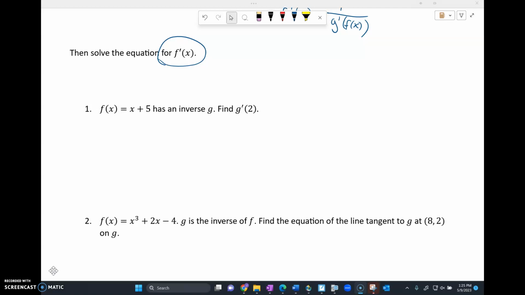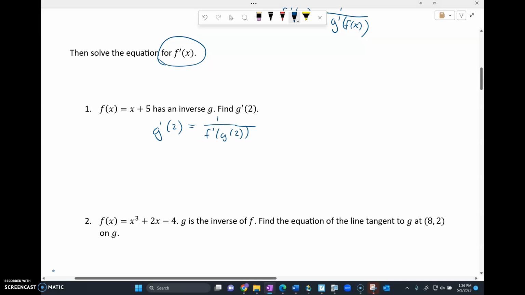Now, we could definitely go through and find what the equation of f of x, or sorry, g of x is by going through and interchanging x and y and solving for y, as we've done in the past for finding inverses. And that's fine, but we can also go ahead and use what we just learned on the previous question, which is that we want to essentially go ahead and find what g prime of 2 is. Now, using the formula above, we can see that it's going to end up being the same thing as 1 over f prime of g of 2.